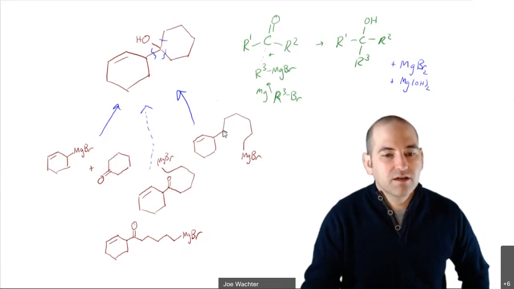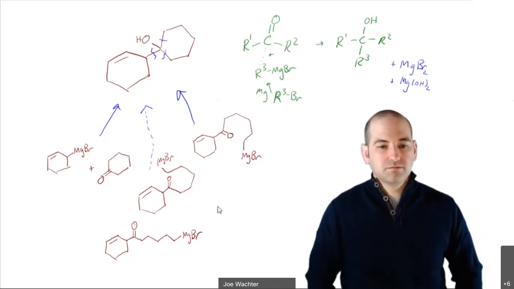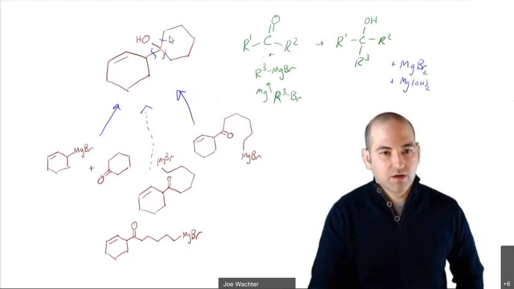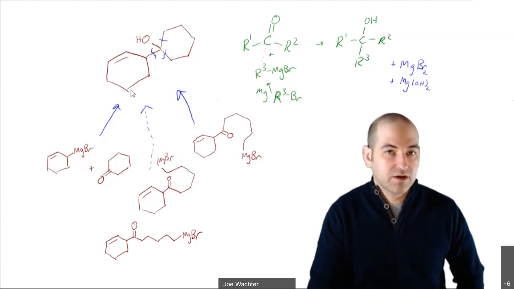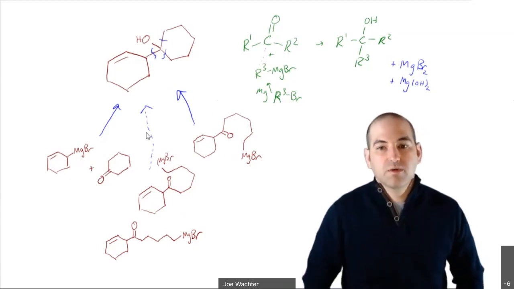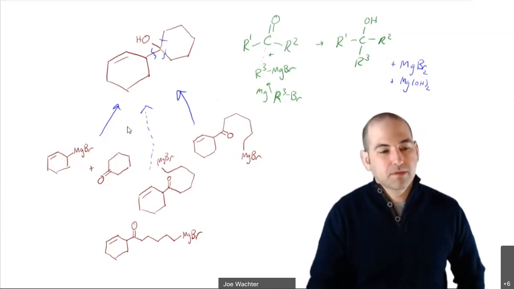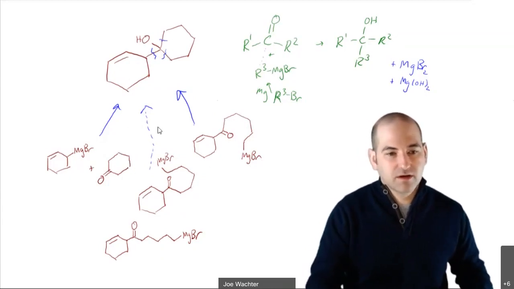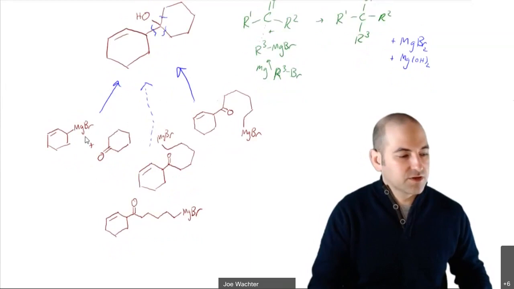And then the ketone would be here. So if you have a tertiary alcohol, there's always 3 different possible Grignard reagents you could use. If you have a secondary alcohol, there's 2 different ways you could do that. Let's look back. So these intramolecular ones are kind of fun, but let's look back to this first one.